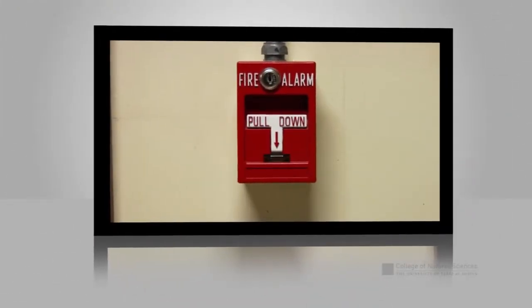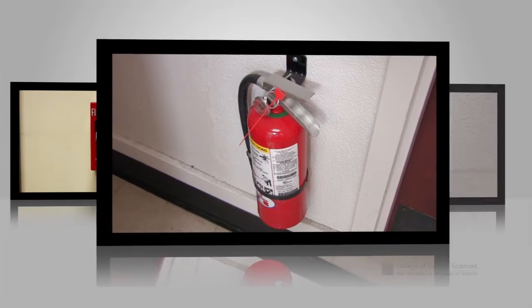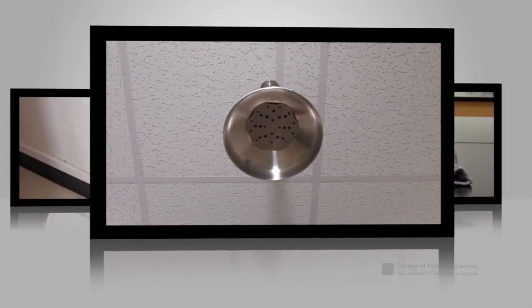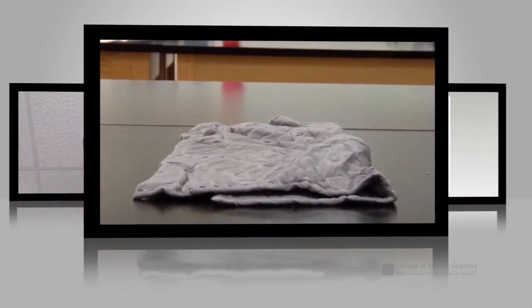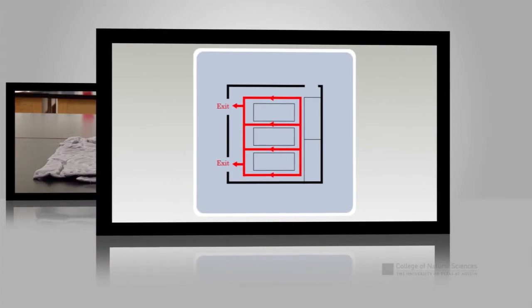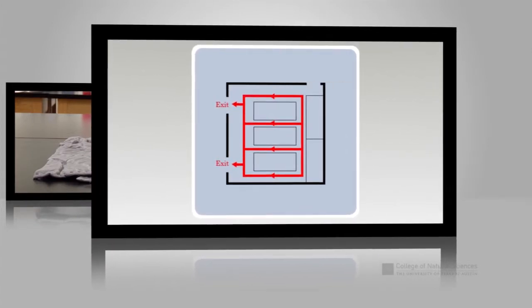In the event of a fire in the laboratory, it is important that you stay calm and act quickly. Before working in the laboratory, you should familiarize yourself with the location of the fire alarm, the fire extinguisher, the safety shower, and the fire blanket. In addition, you should also always know the location of the closest exit of the room and of the building. Should a fire occur in the lab, try to remember RACER.